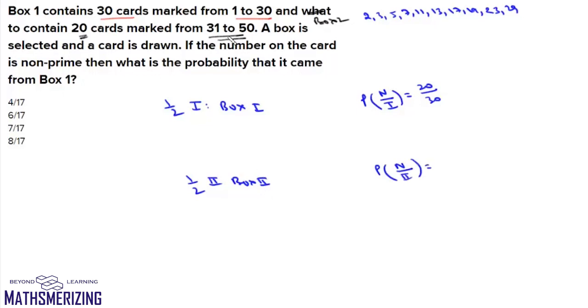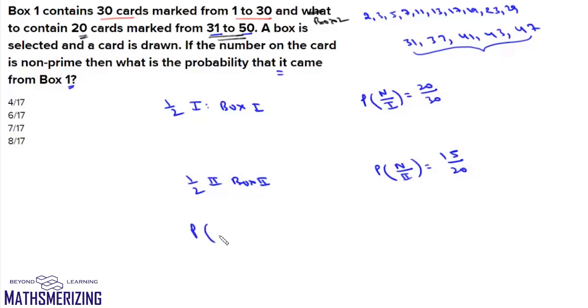Now in the second box, we have numbers from 31 to 50. From 31 to 50, the prime numbers are 31, 37, 41, 43 and 47. So that means 5 of these numbers are prime, and 15 are non-prime. So it will be simply 15 by 20. Now we need to find the probability that it has come from box 1.